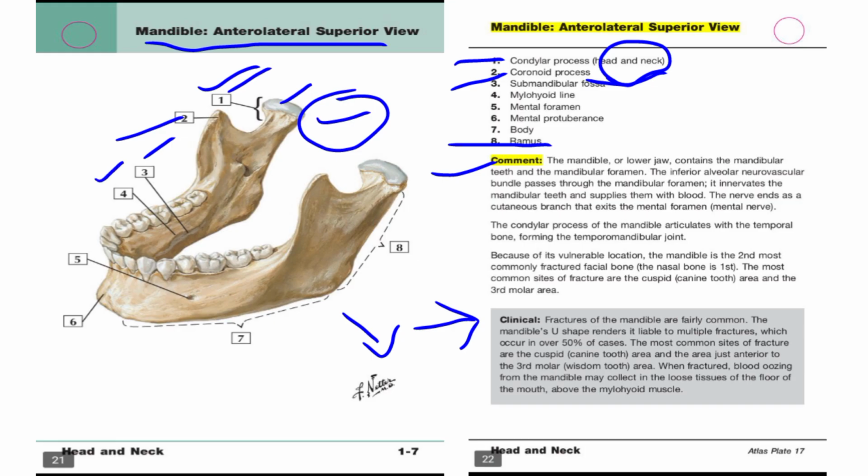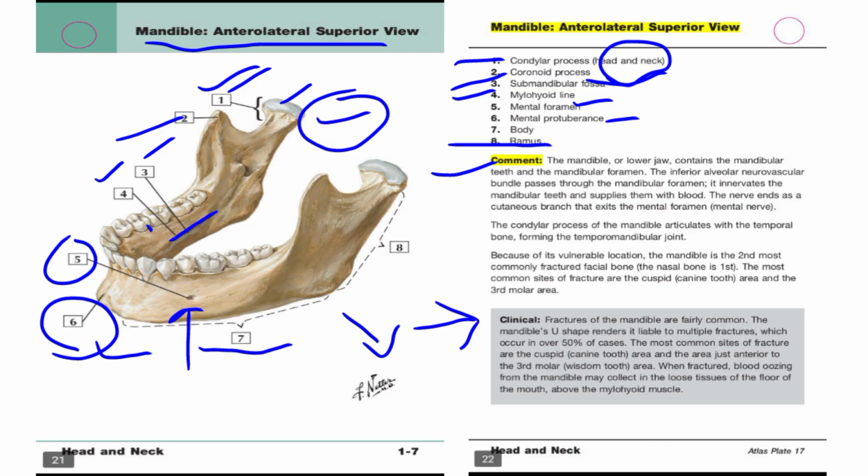And the fourth, it represents a line. The line passing through is the mylohyoid line. The fifth, you can see here, is the foramen opening. This is the mental foramen, and from the foramen the vessels and nerves pass and supply the bone. Sixth, you can see, is the prominent area. This is the mental protuberance. Seventh, we can see, is the body of the mandible. And eighth is the ramus.